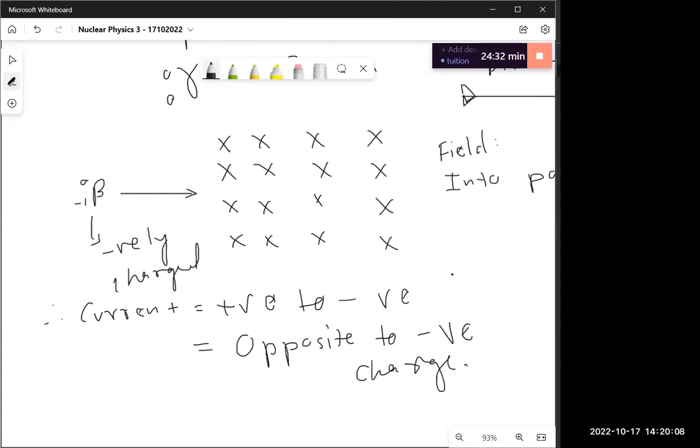Now, Anas, read this out loud. From here, from beta particle. Okay. Beta is negatively charged. Therefore, current is positive to negative.